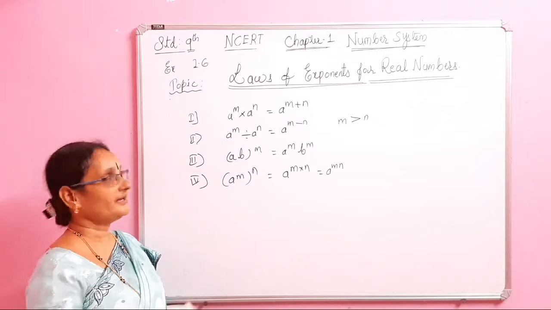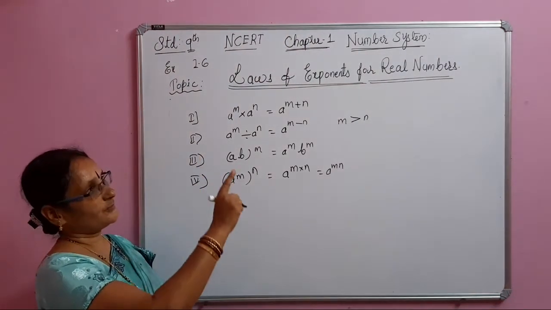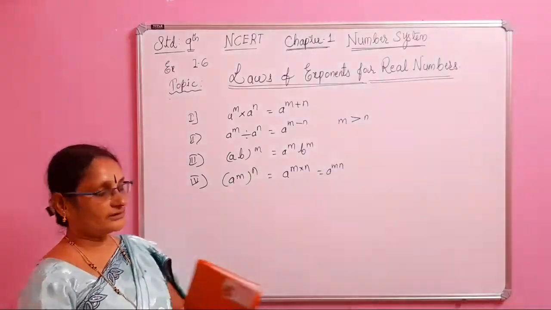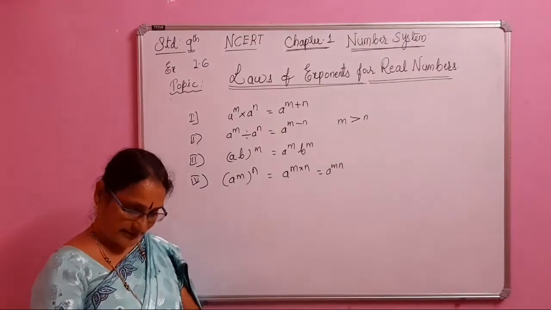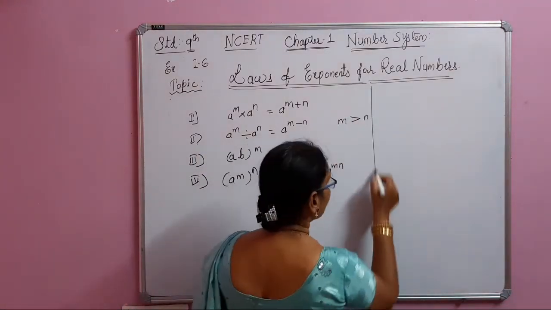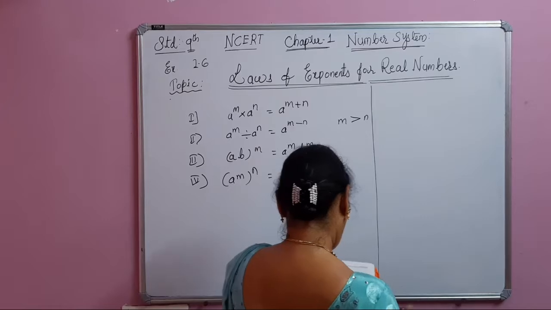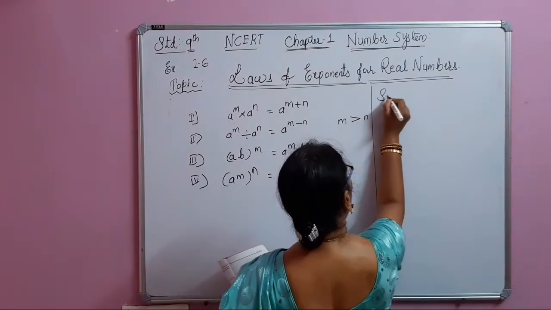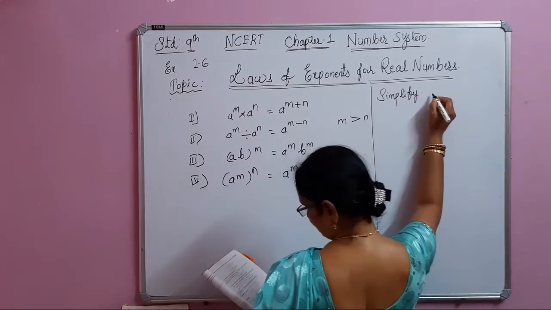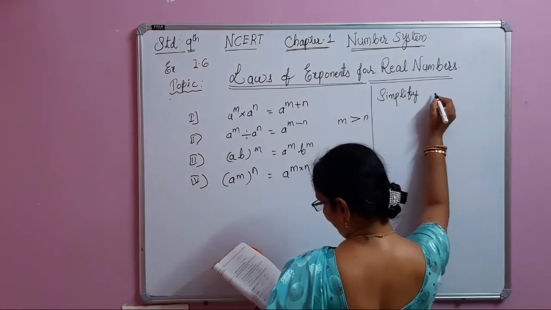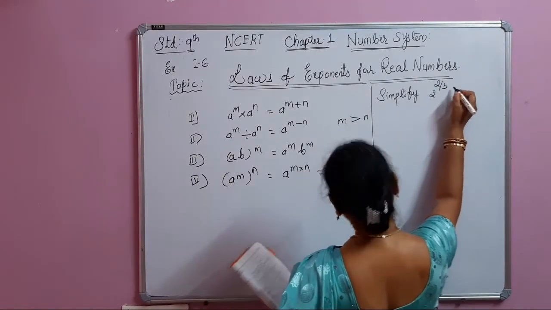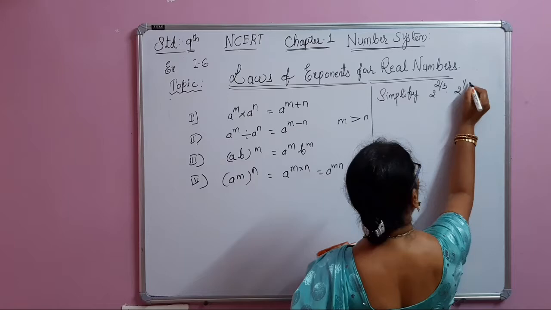How are we applying these laws of exponents on the real numbers? Let us see now. I will show 3 examples, then I will go for the exercise. So, see here the examples. Simplify 2 to the power 2 by 3 into 2 to the power 1 by 3.